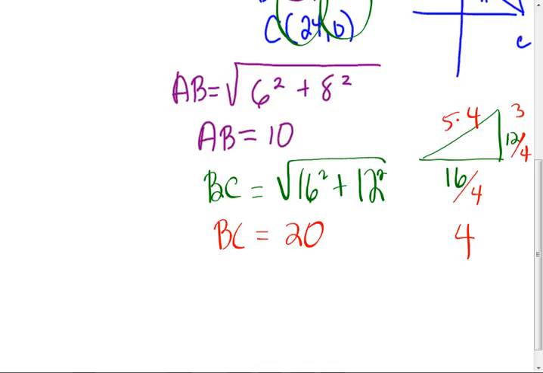These triples, they're always the same. That's fixed. They're always there, and any multiple is always there. And they're the only ones that are integers.